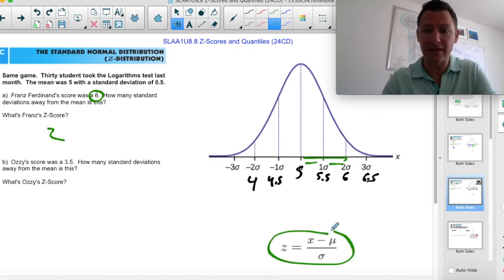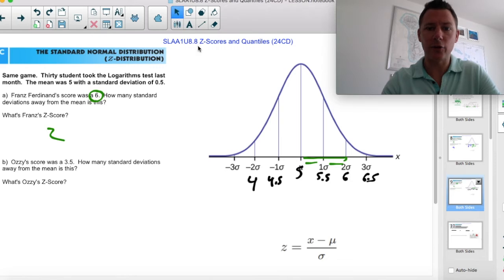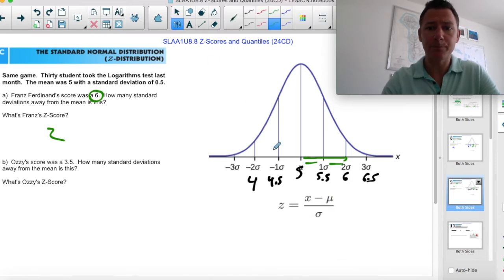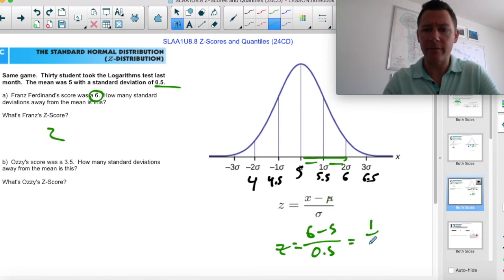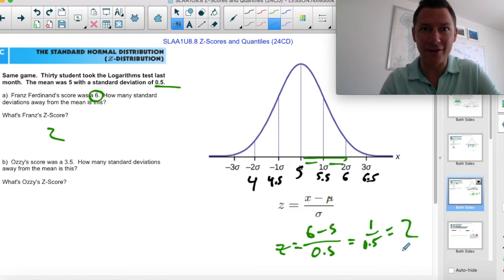You can use this idea and say Franz's x value is 6, so 6 minus the mean of 5, per the standard deviation of a half, 0.5. So his z-score is 1 divided by 0.5, that's 2. If you're not sure why that's 2, come see me, it's fractions.